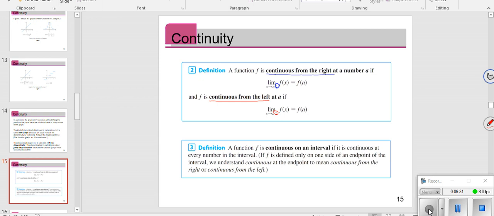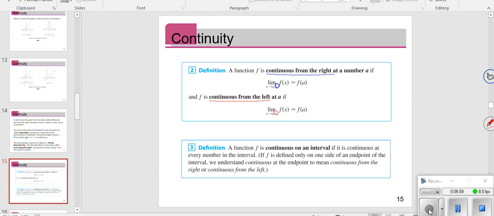Okay, so we can also say continuous from the right, continuous from the left, if we're given a certain value. Instead of saying the entire function is continuous, we may have to break it up into pieces and just say, well, the whole thing's not continuous at a, but it's continuous from the left at a. So a function is continuous on an interval if it is continuous at every number in the interval. Okay, and that makes sense.